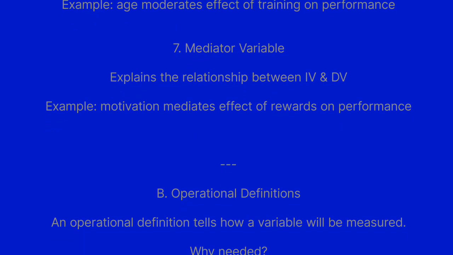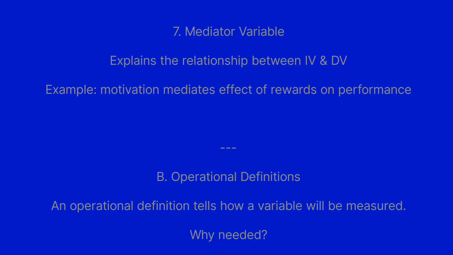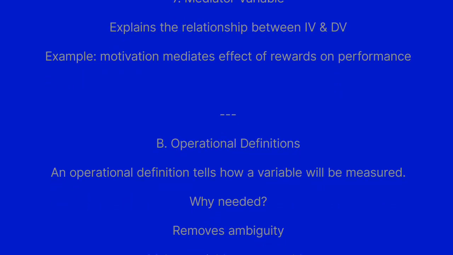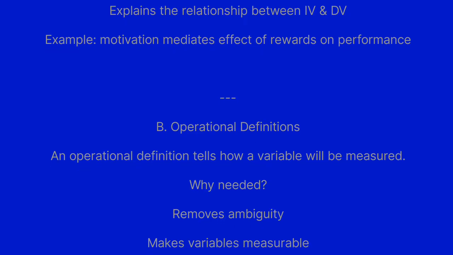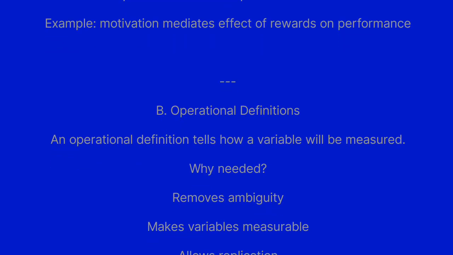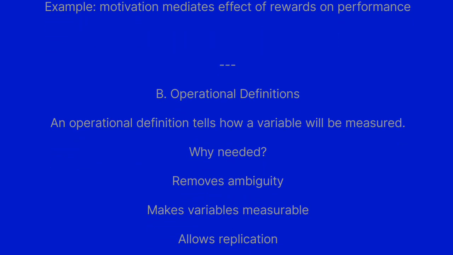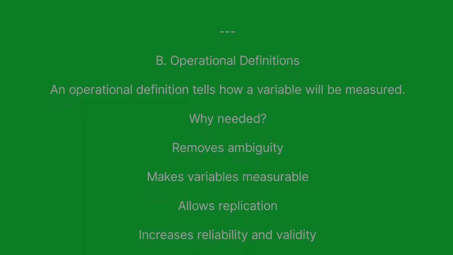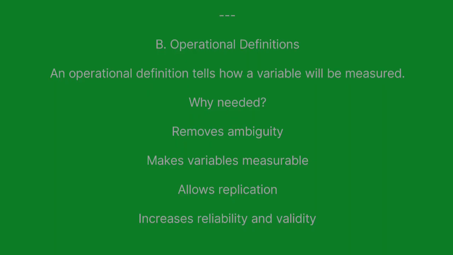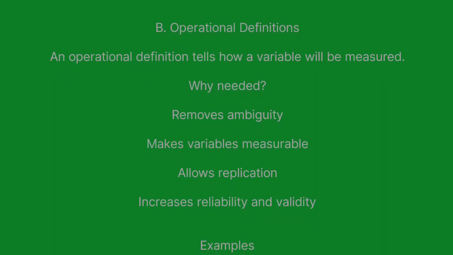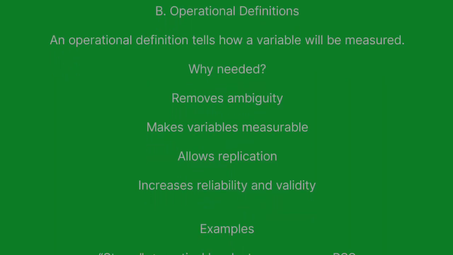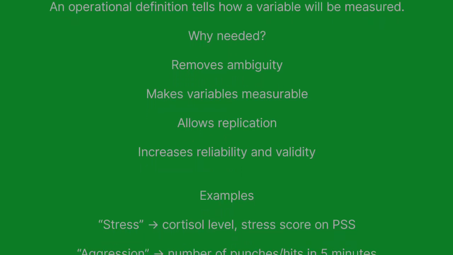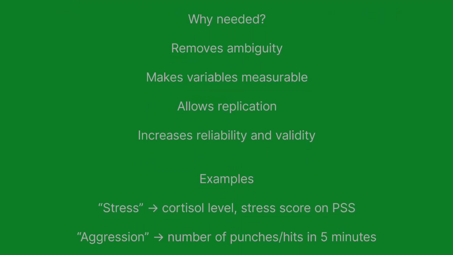The B part here is the second part, operational definitions. An operational definition tells how a variable will be measured. They will explain how it will be measured. So why do we need this? It removes ambiguity, like confusions, makes variables measurable, and allows replication. It increases reliability and validity. These two things are very important in psychology research. When you check many times, it should give consistent results, and you should have proper validity.